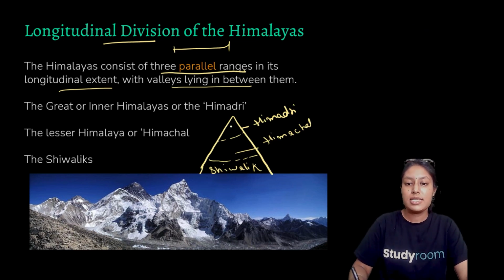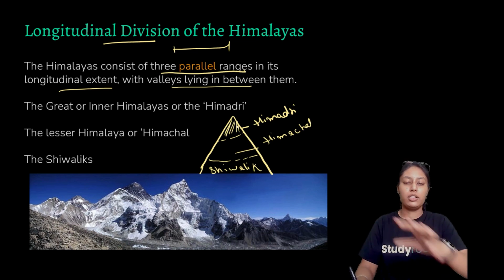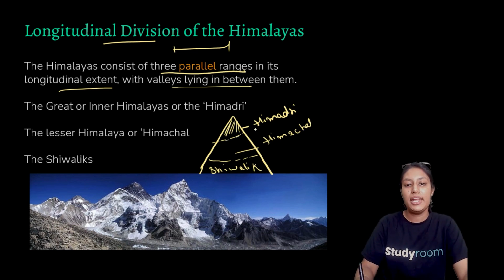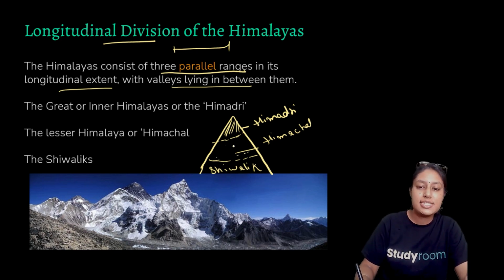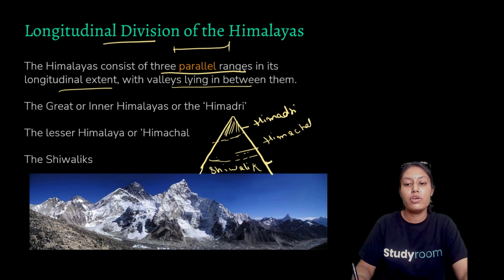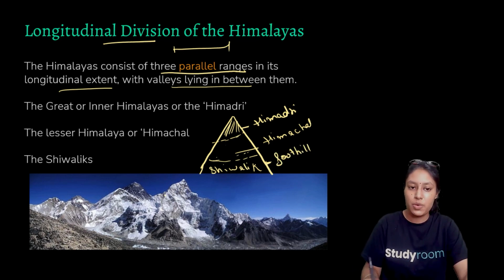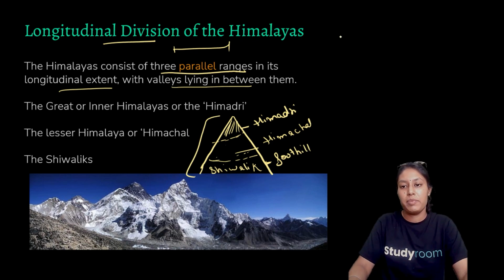These are, first, Himadri. It is the topmost part or topmost area, and next we have Himachal. Himachal is at a very good altitude, but it's called Lesser Himalayas. And third is the foothill, which is known as Shivaliks. So these are the three parallel ranges of longitudinal extent. This is called parallel ranges because if we see on the map.